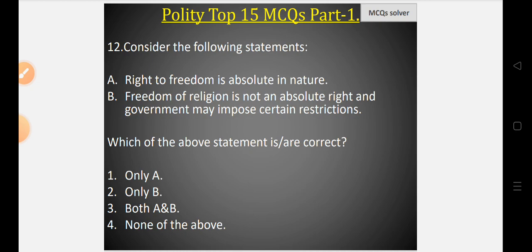Option number 1, only A is correct. Option number 2, only B is correct. Option number 3, both A and B are correct. Or option number 4, none of the above.